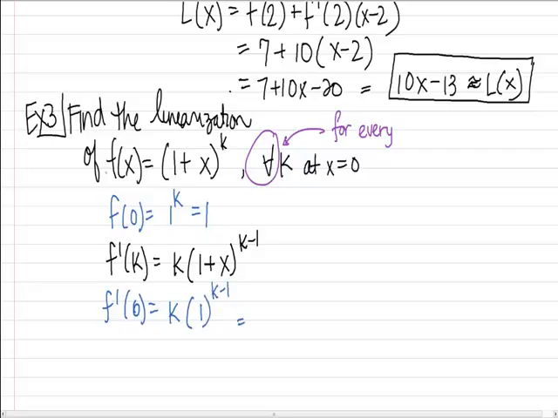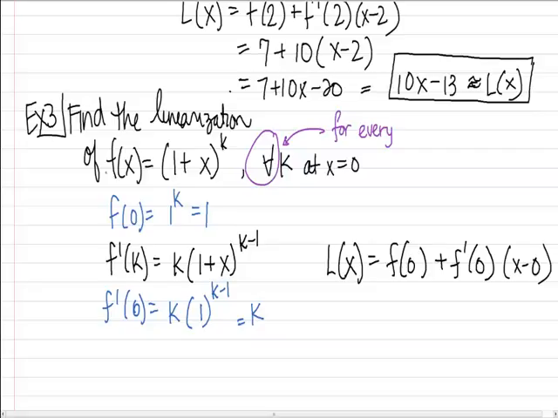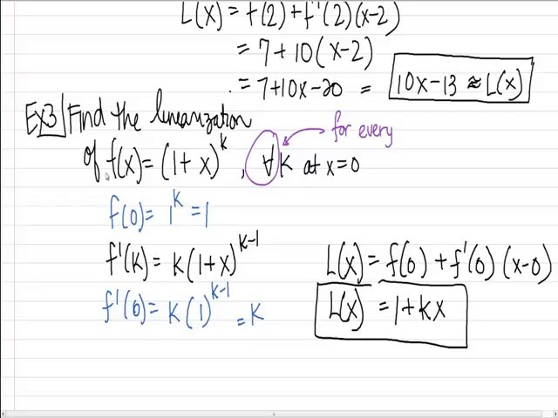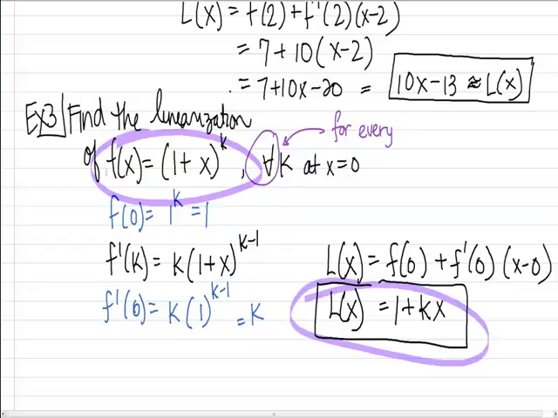So writing out our linearization, L of x, it's going to equal f of 0 plus f prime of 0 times x minus 0. So f of 0 is 1, f prime of 0 is k, times x. So that means if we have a function of the form 1 plus x to the k power, its linearization is going to be 1 plus kx.